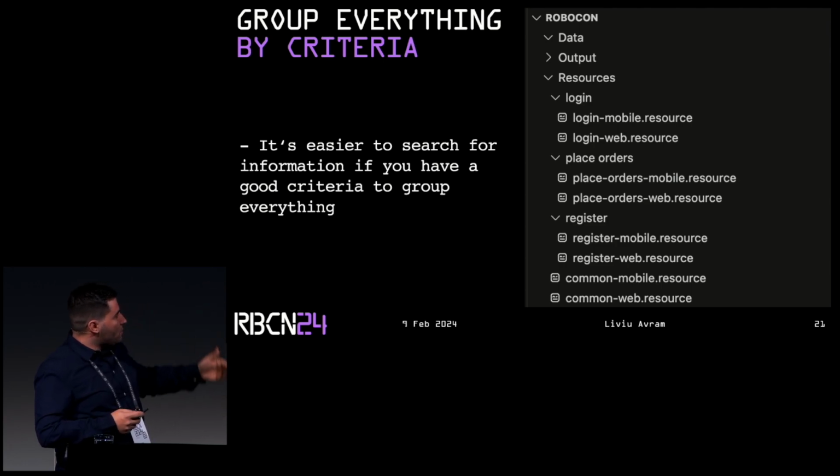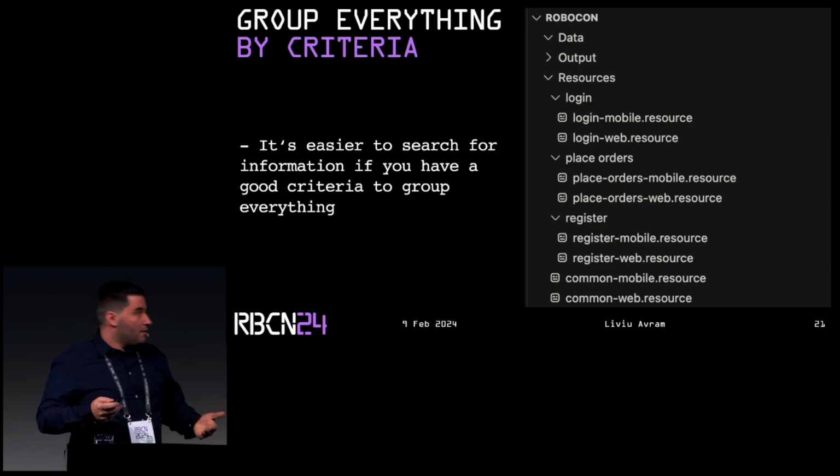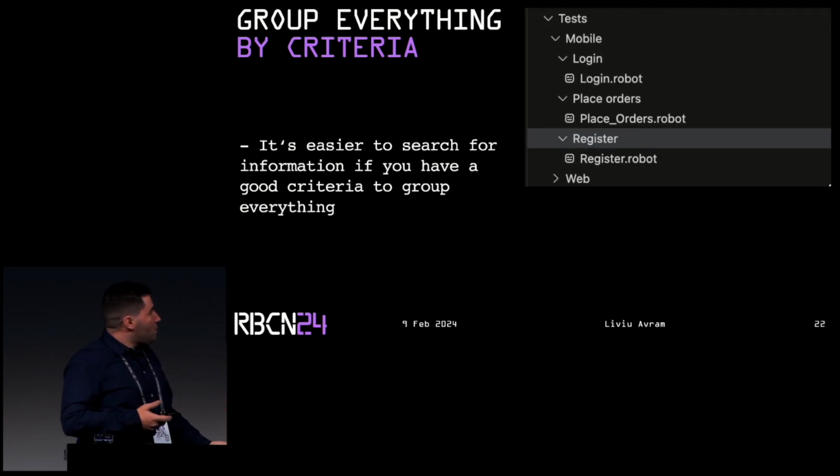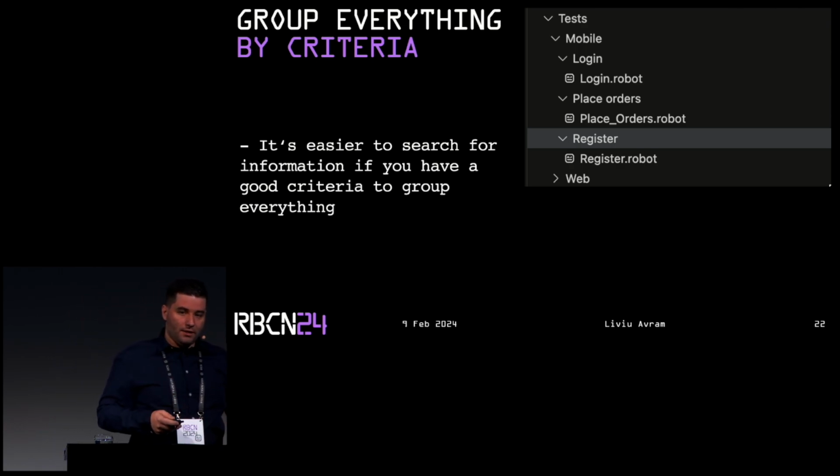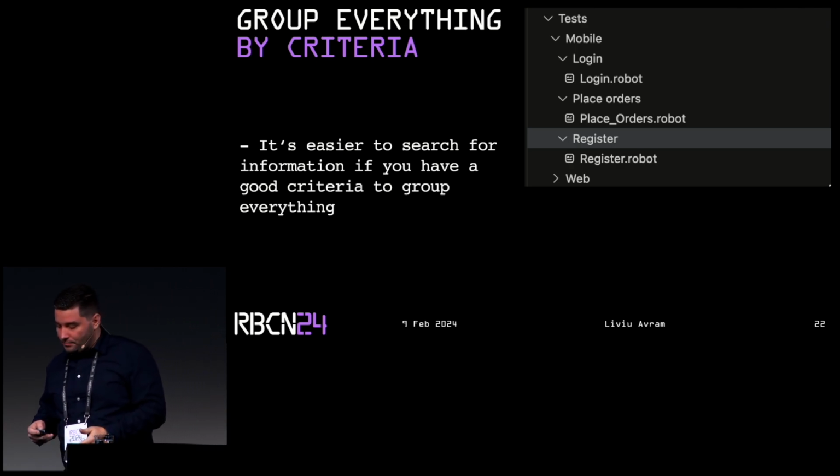So here I have a brief example of a project where you can specify some resources, and then you should divide those resources maybe by functionality, and then you would have tests. Here I have an example where you have test cases for mobile and for web, and then the mobile tests are divided into functionalities and so on.